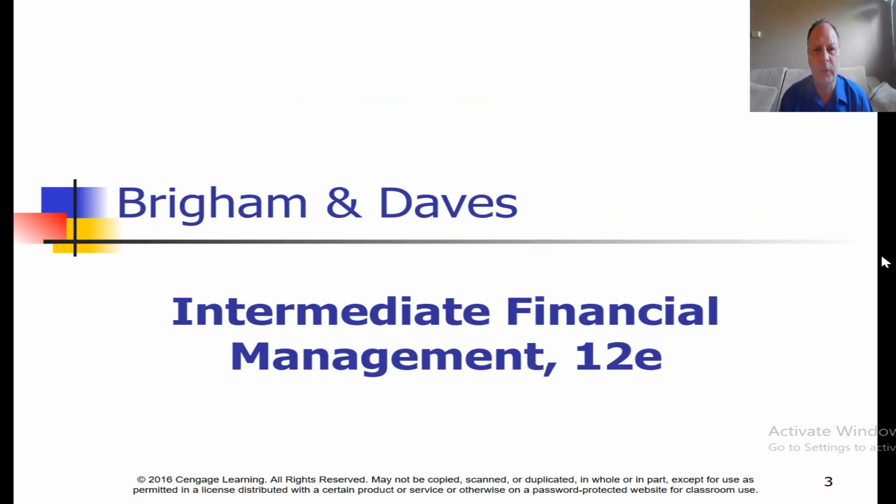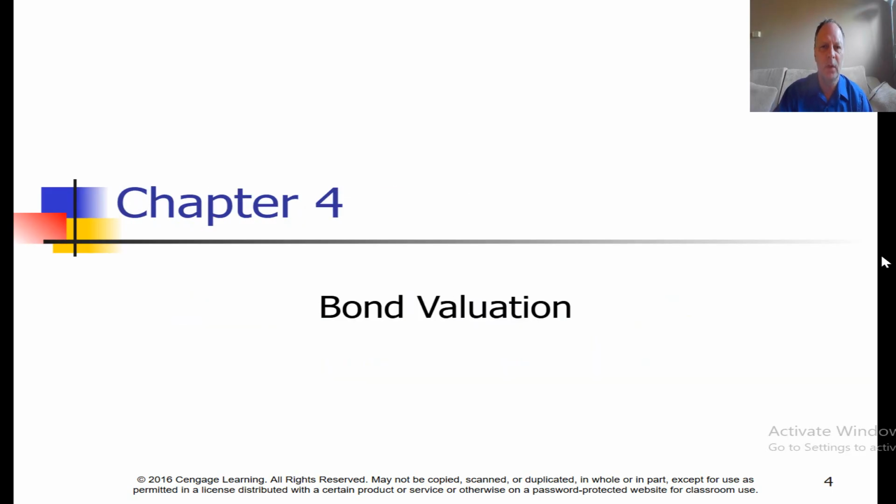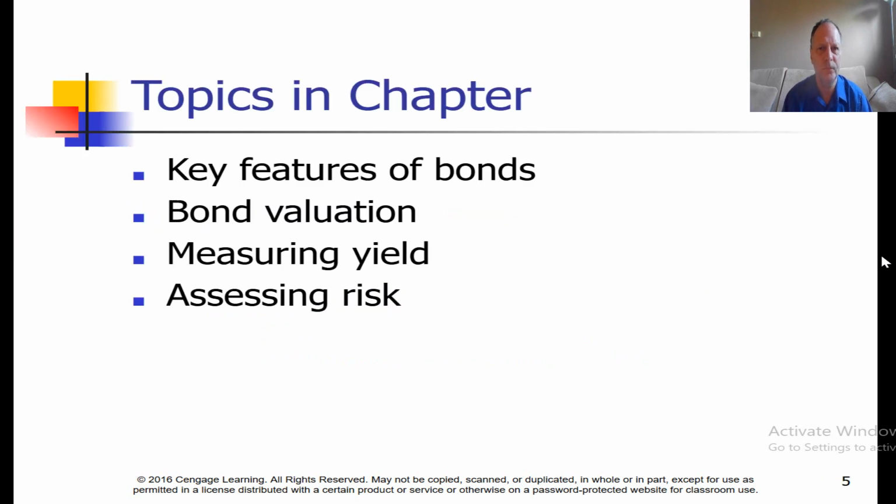For this class, we will use the excellent text by Brigham and Davis, Intermediate Financial Management. In this lecture, we will cover Chapter 4, Bond Valuation. We will do an overview of the key features of bonds, figure out how to value bonds, look at the different ways of measuring yield, and assessing risk for bonds.